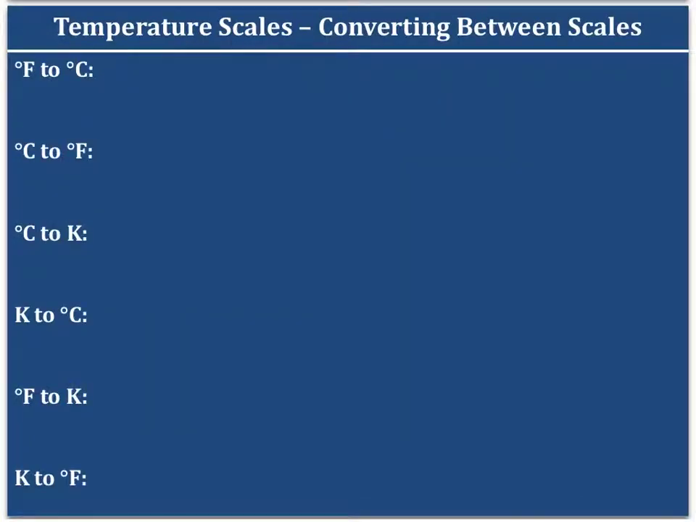It's important to know how to convert between the different temperature scales. Now let's say we want to convert into Celsius from Fahrenheit. In order to get degrees Celsius, we take the temperature in Fahrenheit, I'll just call it T sub F, we're going to subtract 32, and then we're going to divide by 1.8. This is an equation that you're definitely going to want to know.